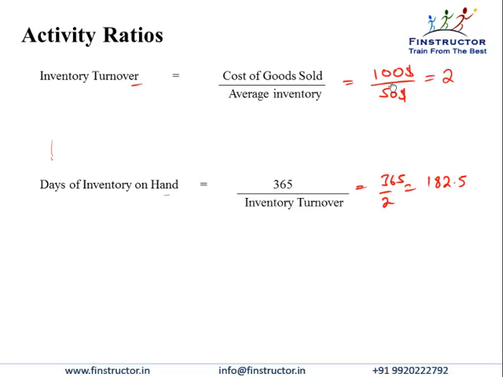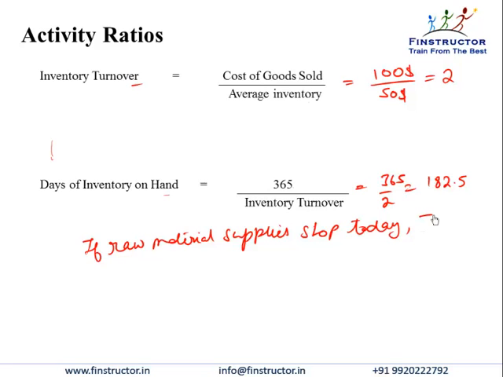Now, for selling $100 worth of material, I still choose to keep $50 worth of inventory in my godowns or as stock in my stores. So this implies that even if raw material supplies stop from today, I will still be able to service 6 months of sales, because 6 months worth of raw materials I keep in stock.